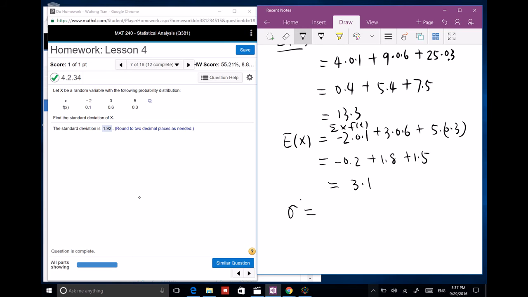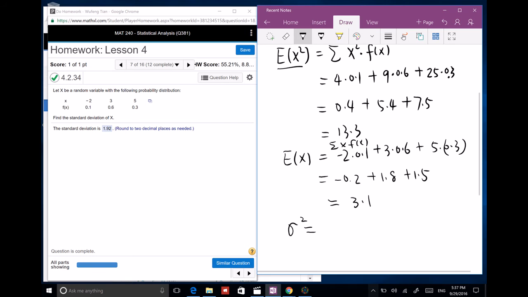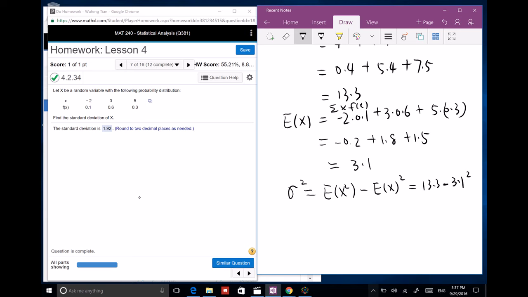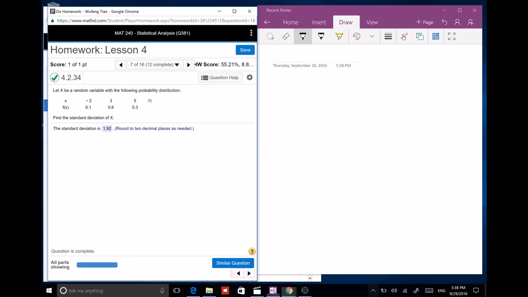Now sigma squared equals 13.3 minus 3.1 squared, according to the formula. Sigma squared equals E of x squared minus E of x, squared. So that's 13.3 minus 3.1 squared. Then you find the answer, then you take the square root of that. So sigma is the square root of 13.3 minus 3.1 squared, which equals 1.92. Okay, that's how I do this one. Next one.